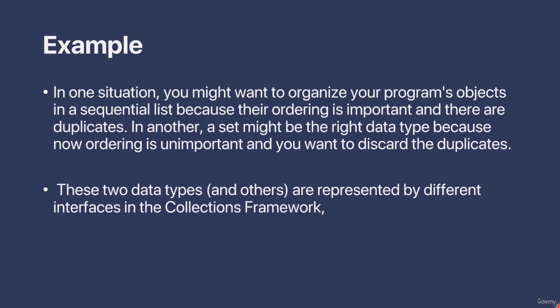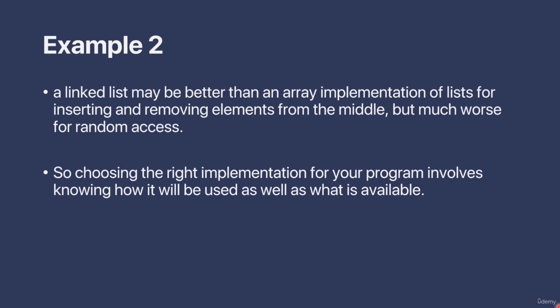Okay? These two data types are represented by different interfaces in the collection framework. We will learn how to use one of these and all of these data types in this course. Another example, a linked list may be better than an array implementation of lists for inserting and removing elements from the middle, but much worse for random access. So a linked list is better than an array in case of removal and insertion from the middle, but it's much worse for random access.